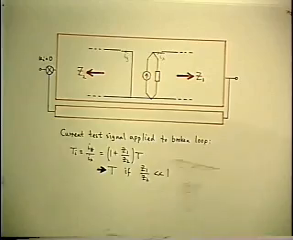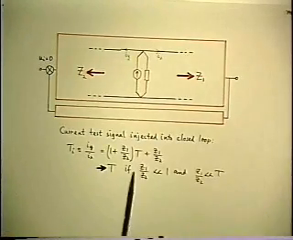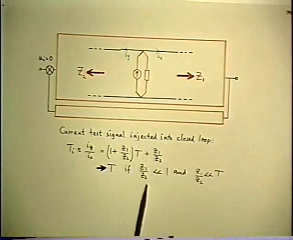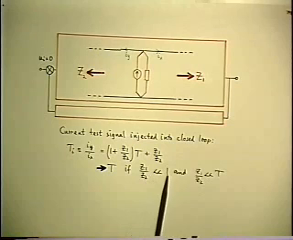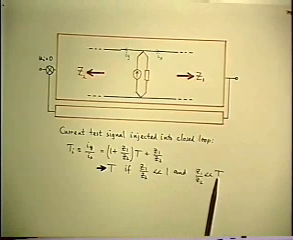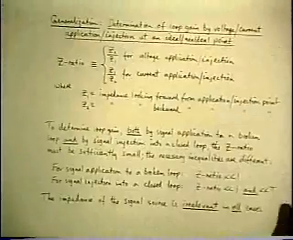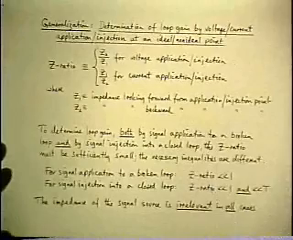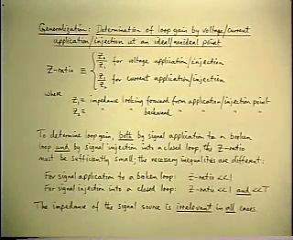Okay, and the final possibility is if you don't break the loop, but you inject a test current, once again, you have to satisfy two inequalities. The ratio Z1 over Z2 much less than 1 and much less than T itself. And there's the summary of all that.